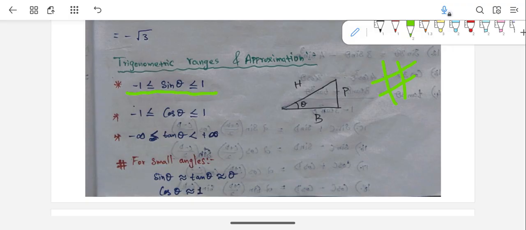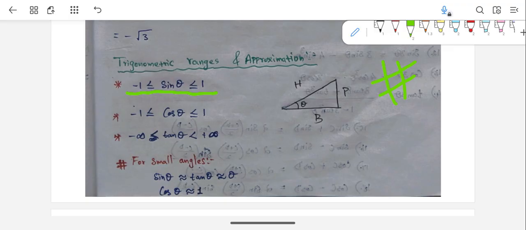What is its meaning? What do you mean by saying this, sir? It means at any angle theta, for any angle from 0 to 360 degrees, the value of the trigonometric ratio sine theta will lie in between minus 1 to 1. So minus 1, 0, 1. In between, fractions it can be 0.9, 0.7, anything, but it won't go beyond 1 or minus 1. That's the meaning.